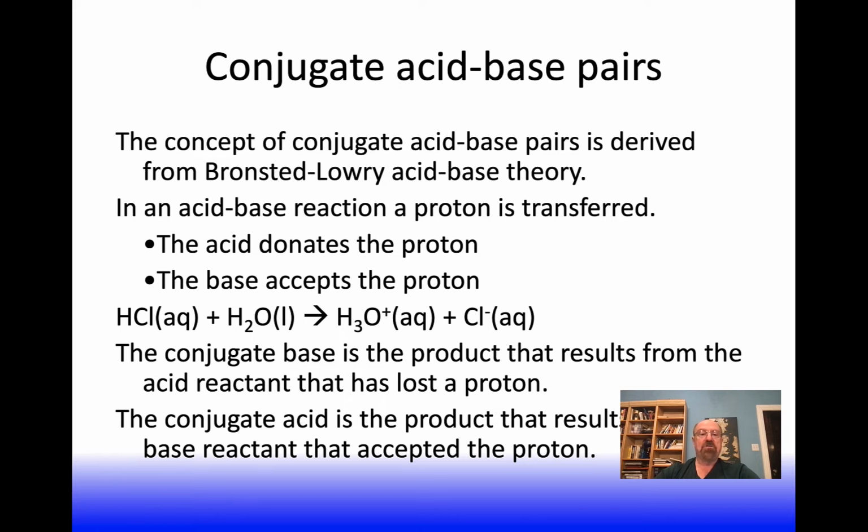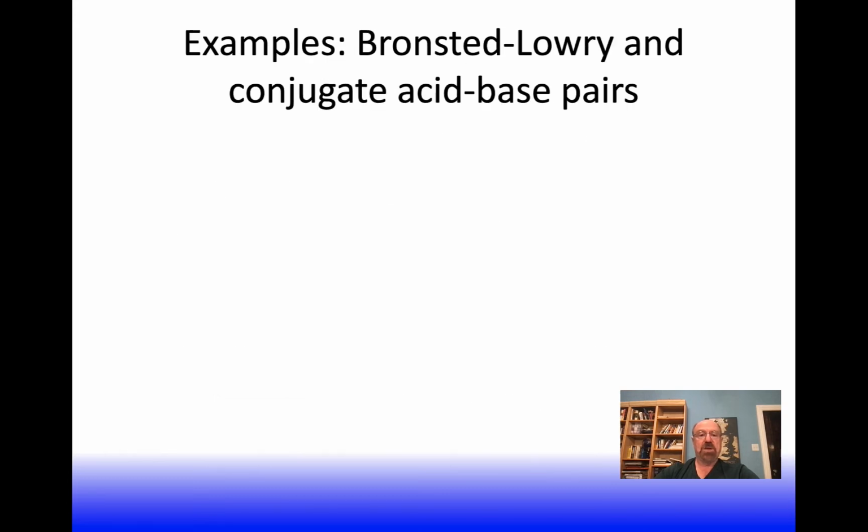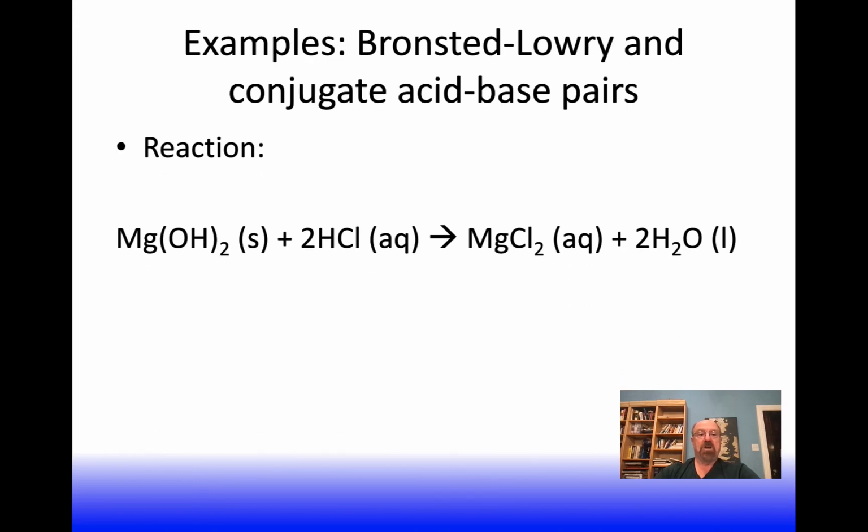All right, how can you figure out what's an acid and what's a base, and what's a conjugate acid and what's a conjugate base? Now, here's a reaction. We've got magnesium hydroxide reacting with hydrochloric acid, forming magnesium chloride and water. Now, it's pretty easy to tell from this. We're just looking at the formula. This is clearly going to be the acid. This is clearly going to be the base. The real question is, I was going to say, it's a little too soon.